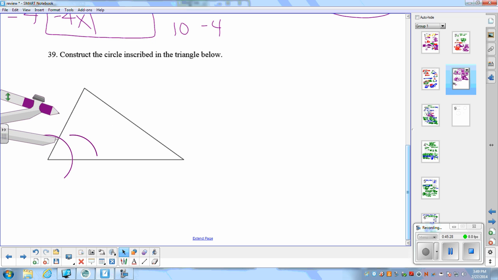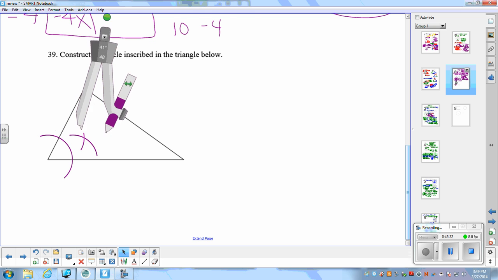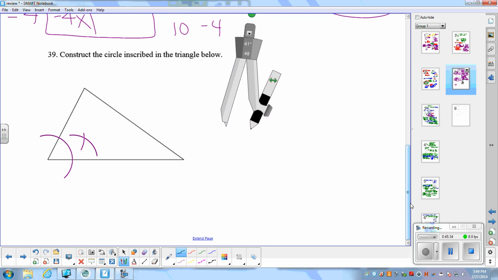Move my compass up to the other spot where my arc intersected my angle and draw another arc. Where those two arcs intersected, I connect a line through those 2 points. For continuity's sake, I'm going to make sure it's purple. So there's my one angle bisector.